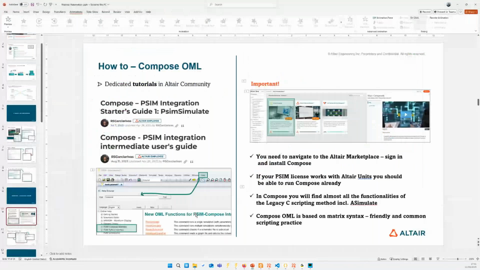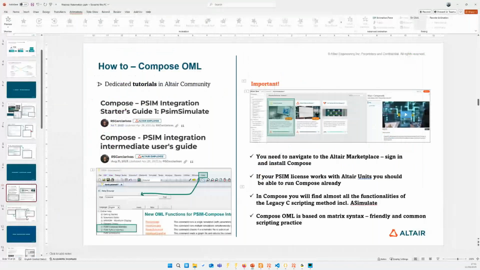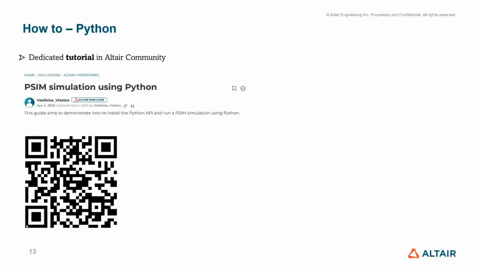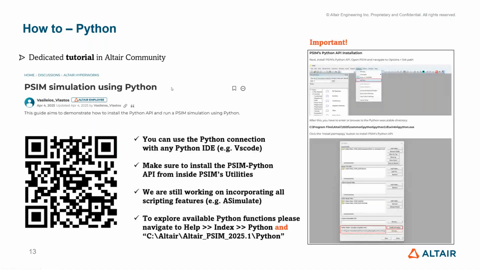Now, moving on with the same idea of modern scripting, we have Python, which is the newest method you can use. There is a dedicated tutorial for Python. Again, you can scan this QR code in order to find it, or you can look for it in the Altair community, PSIM simulation using Python. And what I forgot to mention, both for Compose and Python, is that you can still view the help menu inside PSIM to get all the information you need for the commands.